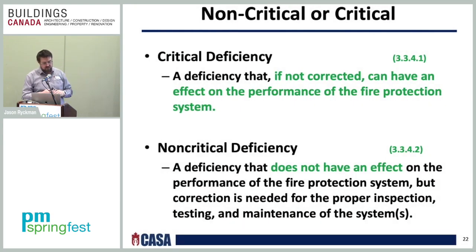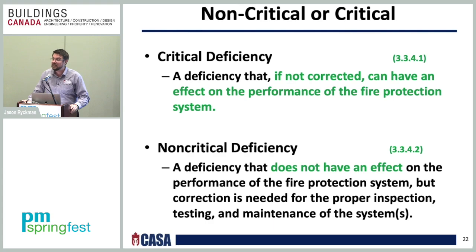So a critical deficiency is basically, if not corrected, it can have an effect on the performance of the water-based fire protection system. And a non-critical deficiency does not have an effect on the performance of the fire protection system, but correction is needed for proper inspection, testing, and maintenance of the system. An example of a non-critical deficiency would be you're missing sprinkler heads in the head cabinet.